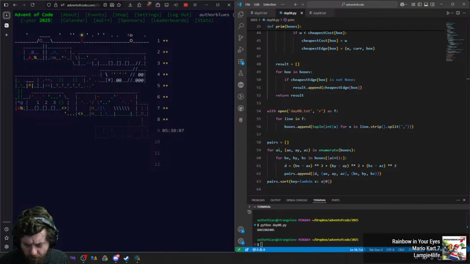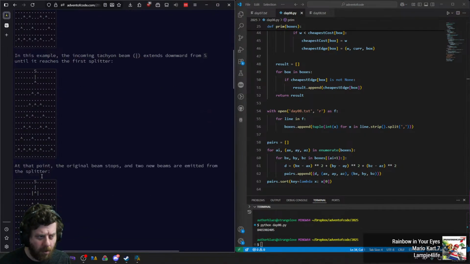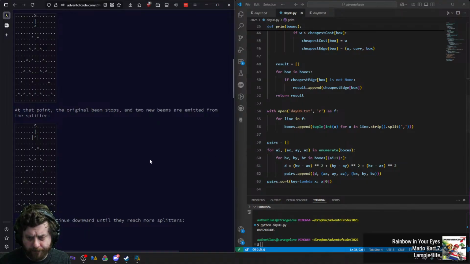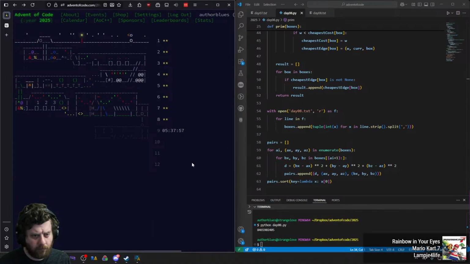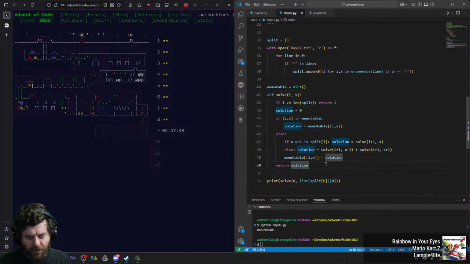Oh yeah, are you thinking of this problem, from the previous row? The tachyon beam one? I feel like I had an interesting approach to day 7. But mine was also a dynamic programming solution. I solved it recursively with memoization.